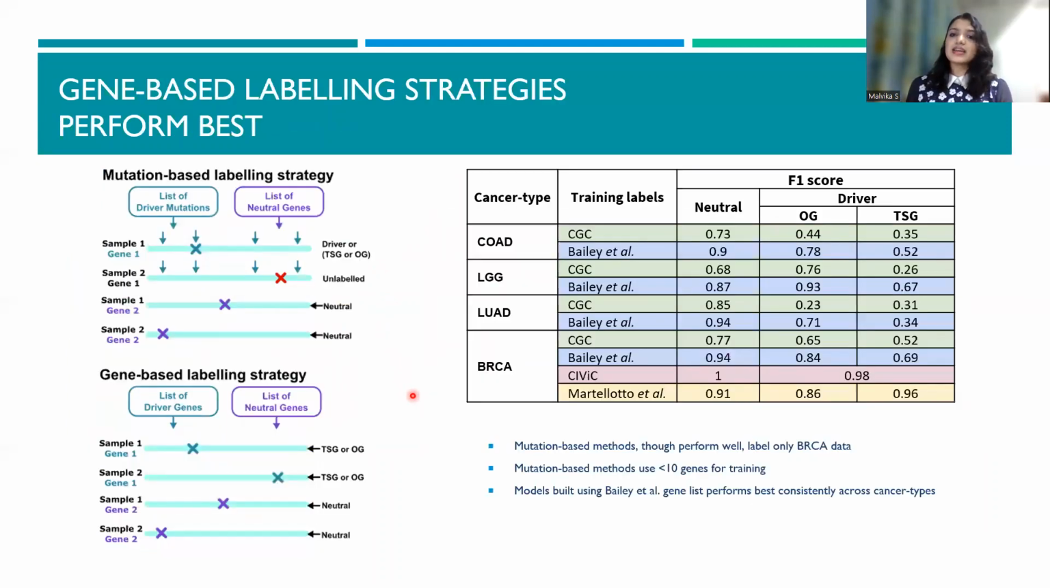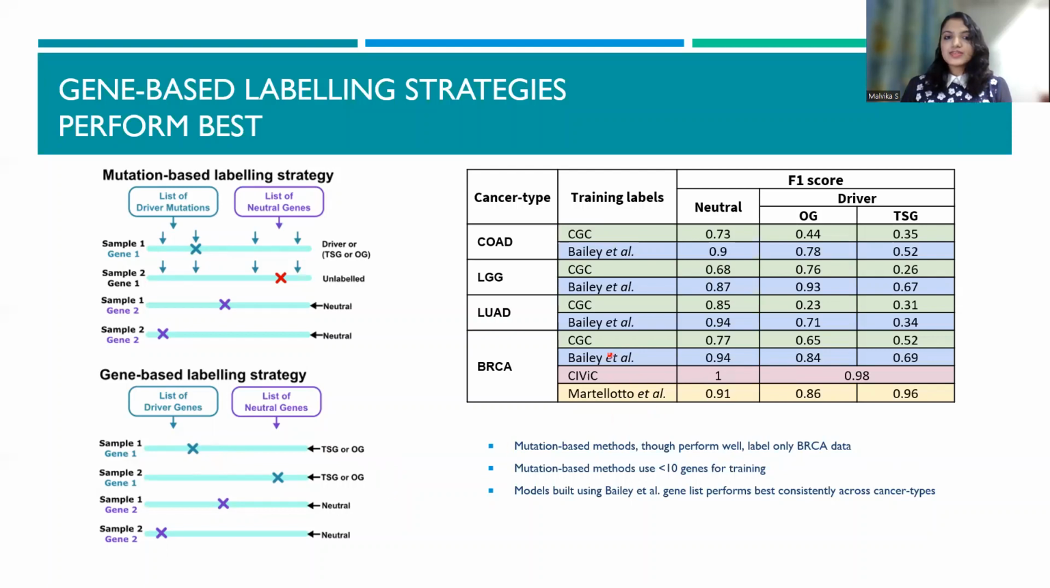So what we find is that the labeling strategies can be classified into mutation-based strategies and gene-based strategies. Mutation-based strategies are those where a particular known driver gene has a mutation in a known driver location, whereas a gene which has a mutation but not in a known driver location will remain unlabeled. Whereas in the gene-based labeling strategies, the location of the mutation is not really important, and any known driver gene which has any mutation is labeled as a TSG or OG.